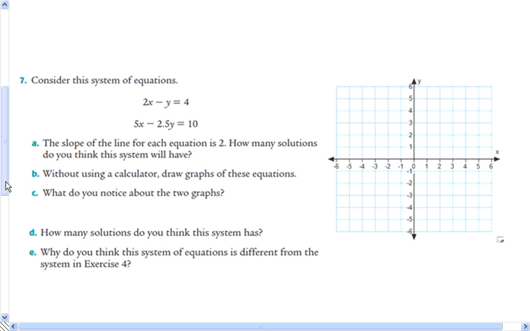Well, we just saw that if the slopes are the same, the lines are parallel. So we probably think that this system will have no solutions because the slopes are the same. So without using a calculator, draw the graphs of these equations.